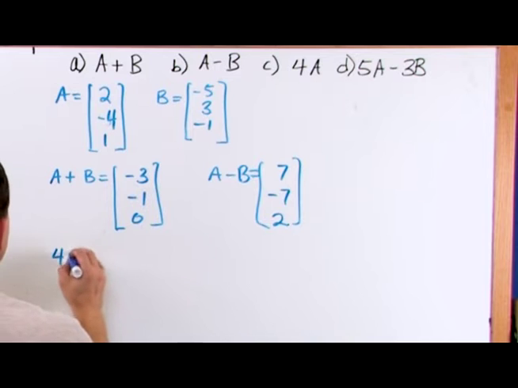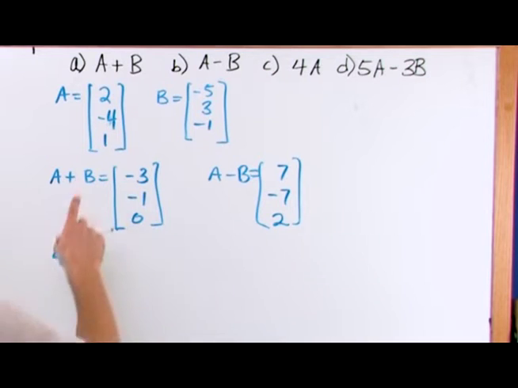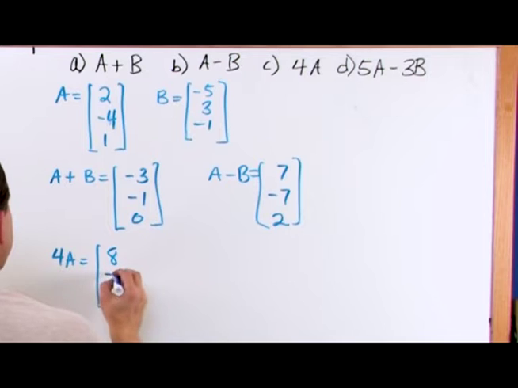If you want to multiply 4 times A, you just take every element and you multiply by the scalar, just like we were doing before. You just multiply by 4. So 2 times 4 gives you 8. Negative 4 times 4 gives you negative 16. 1 times 4 gives you 4. So that is the answer: 4 times the matrix A is 8, negative 16, and 4.